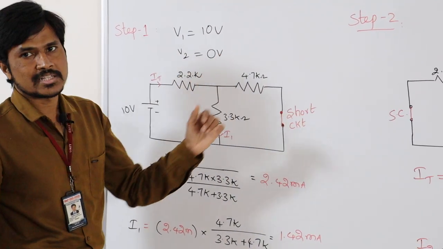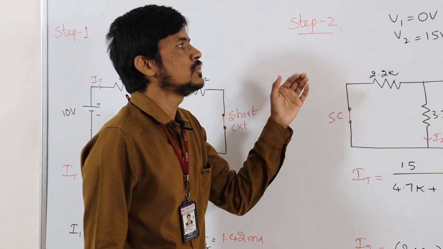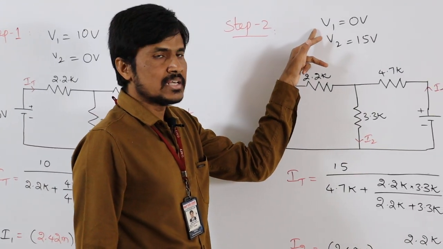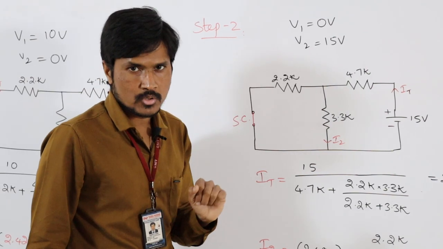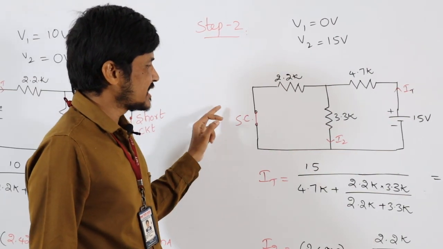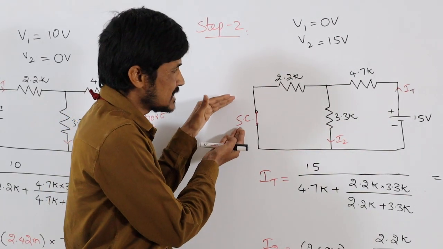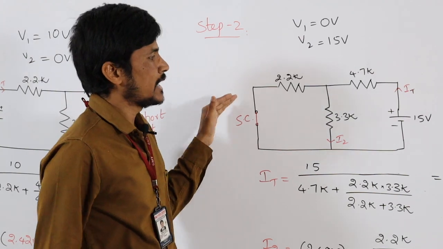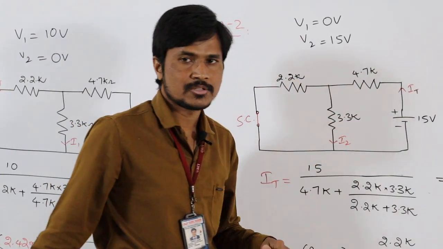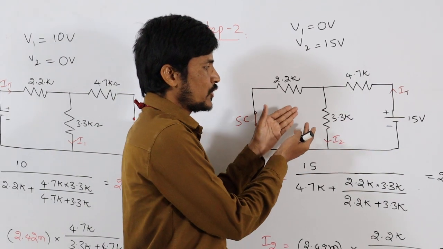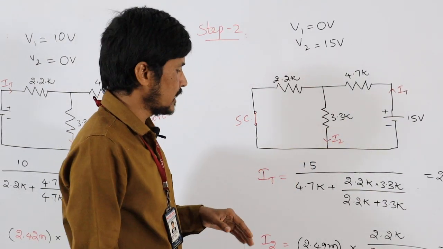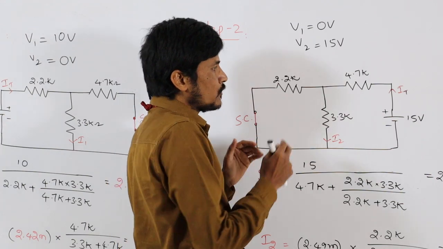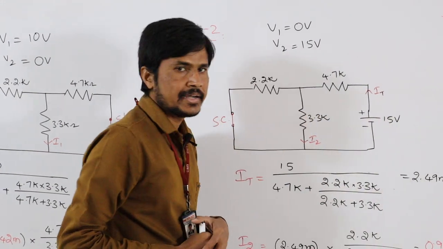Now move on to step 2. In step 2 we are going to do V1 deactivated, that is 0 volts, and V2 is 15 volts. Here 0 volts means nothing but short circuited. So I am going to make V1 short circuited and V2 a 15 volt source. Now again we are going to find out the current in the 3.3 kilo ohms resistor, I2. To find out I2, first we need to find out the total current IT.